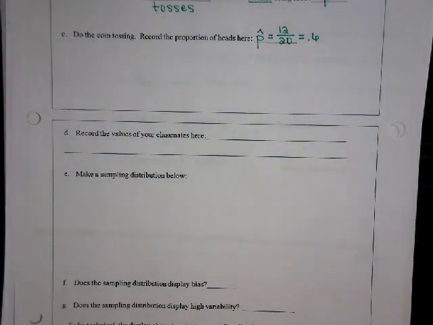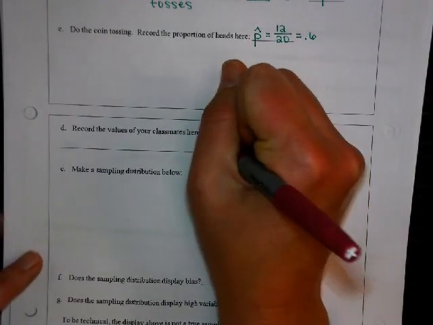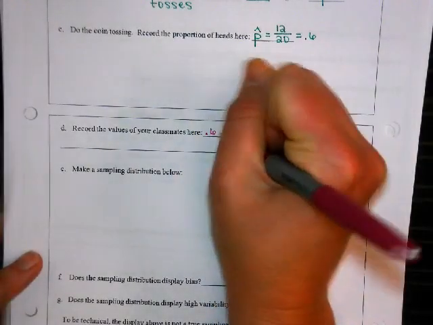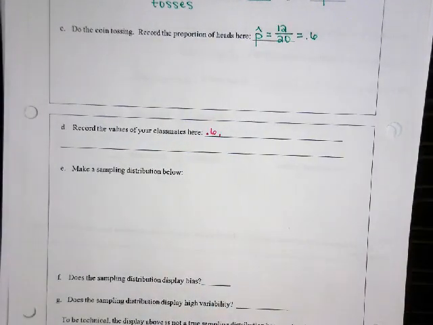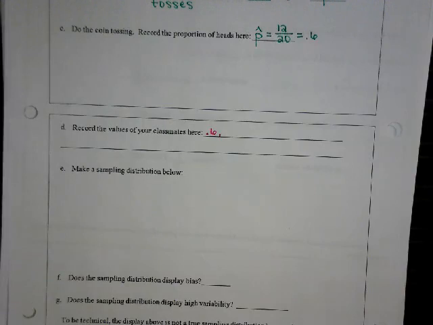So mine was 0.6. We're going to make a list of everybody's p hat. So Kitiara, what was your p hat? 11. As a decimal? 11 out of 20 is 0.55. I wanted her to get there. Oh, I have the same one.